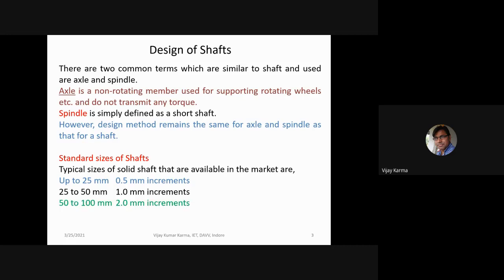And from 50 to 100 mm, 2.0 mm increments. So after a shaft having diameter 50 mm, the next diameter will be 52, and the next 54, 56, likewise. And from 100 to 200 mm, the increment is 5 mm. Means for a 105 mm diameter shaft, the next diameter will be 110 mm. The next will be 115 mm.